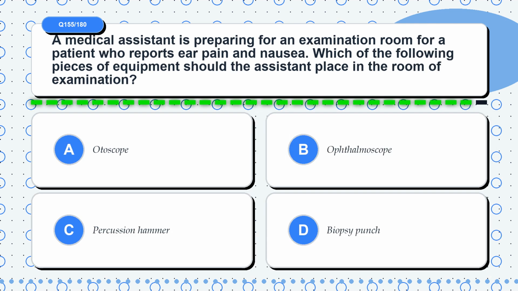Question 155. A medical assistant is preparing an examination room for a patient who reports ear pain and nausea. Which of the following pieces of equipment should the assistant place in the room for examination? Here are the options. Option A, Otoscope. Option B, ophthalmoscope. Option C, percussion hammer. Option D, Biopsy punch.